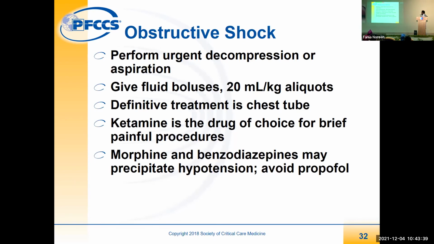So urgent decompression, giving volumes, and for any patient who is in shock, since it's a painful procedure, ketamine is a very good choice. Morphine and benzodiazepines may precipitate hypotension, and similarly propofol. So if possible they need to be avoided, but if they need to be given, very, very small doses should be utilized. Okay.